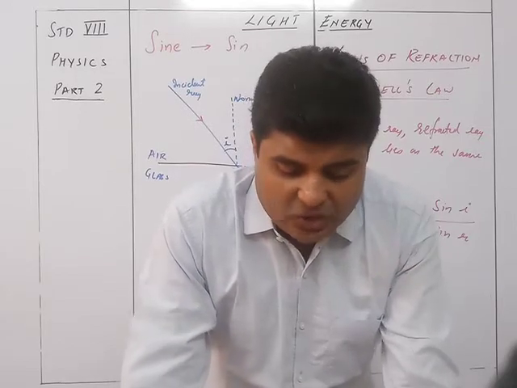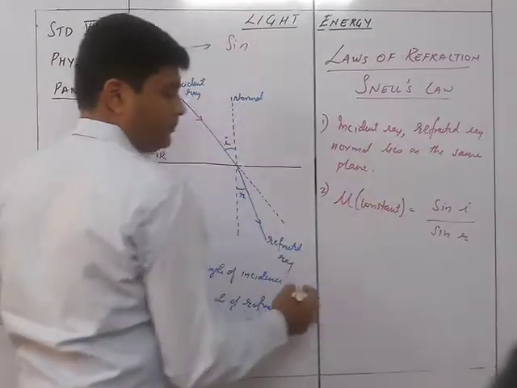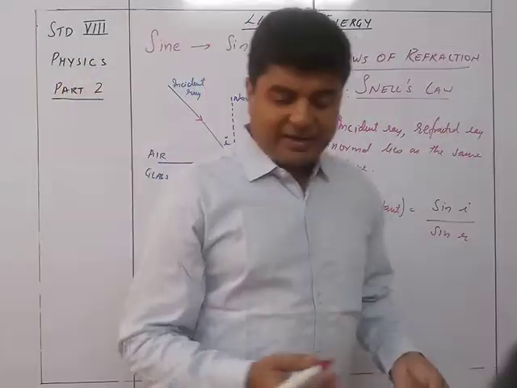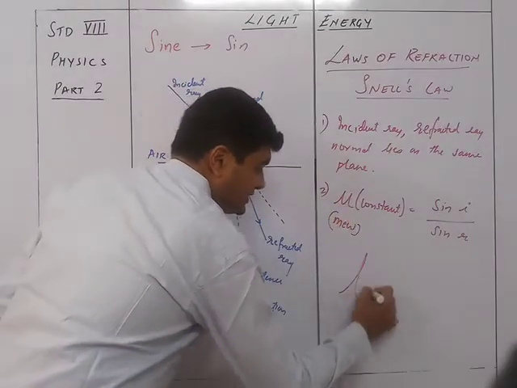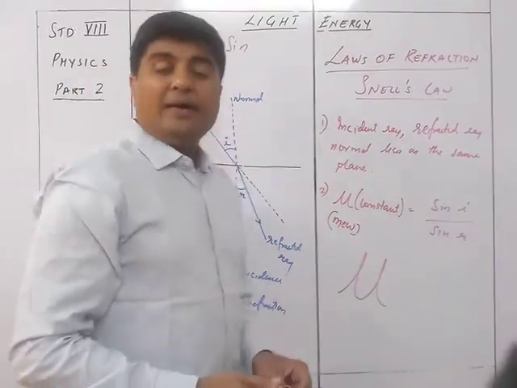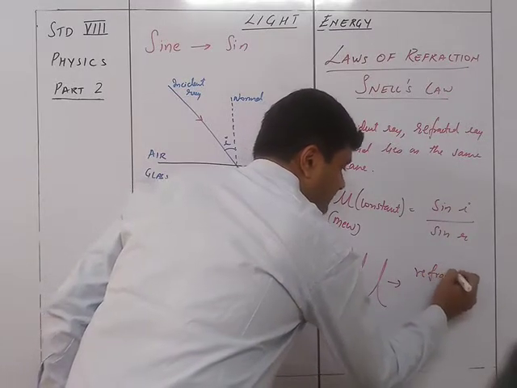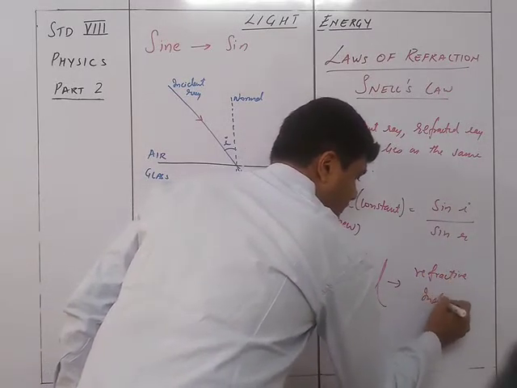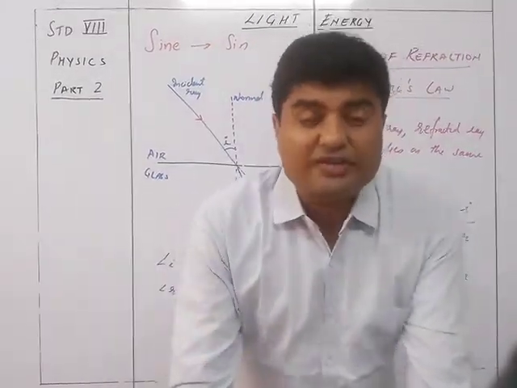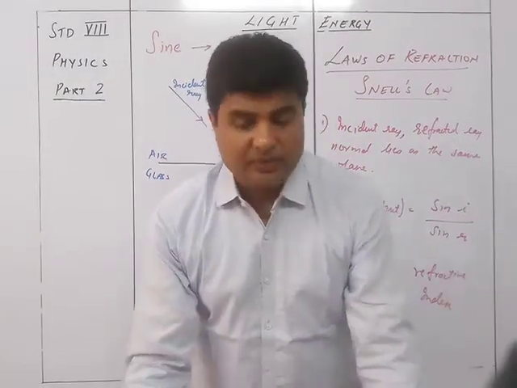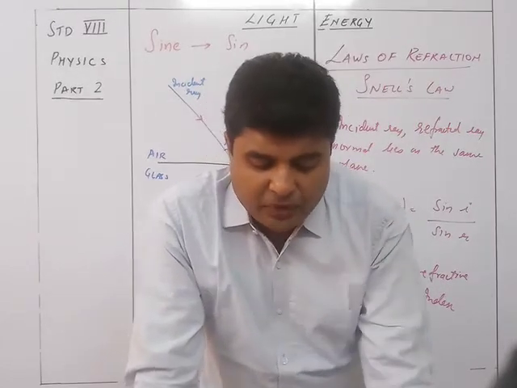This constant is denoted by the symbol mu. Mu is a Greek letter, written as M-E-W, but actually it is just like a U. Now mu is called the refractive index. So refractive index is nothing but mu, the ratio of the sine of the angle of incidence to the sine of the angle of refraction. So the constant is denoted by the symbol mu.